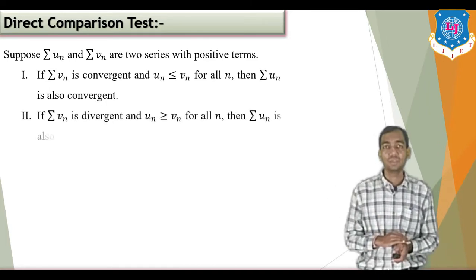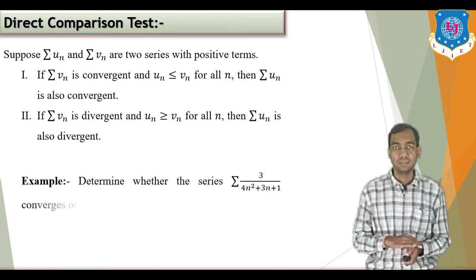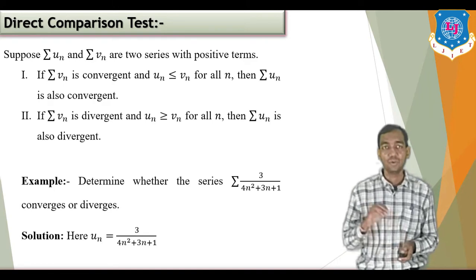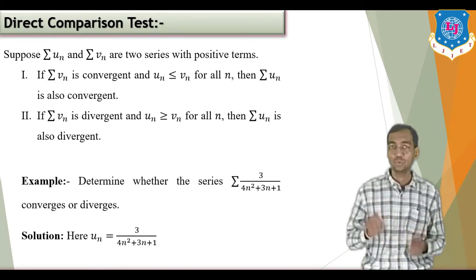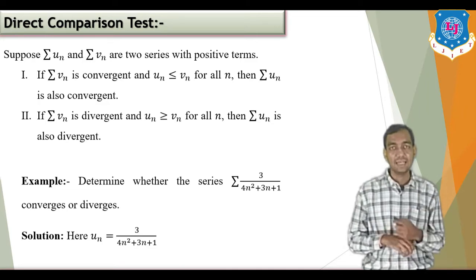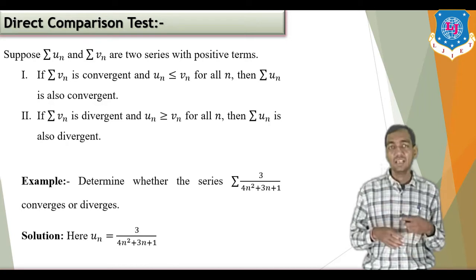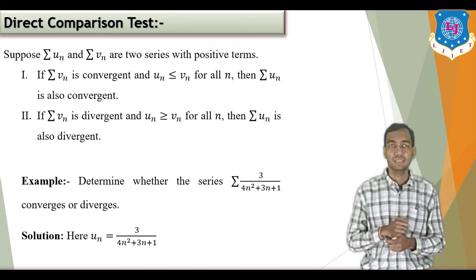Now we are going on to the comparison test. Now, direct comparison test. Here, what is a direct comparison test? In the comparison test, we are going to divide it into two parts. First one is the direct comparison, second one is the limit comparison form. Generally, the limit comparison form is the extension version of the direct comparison test.